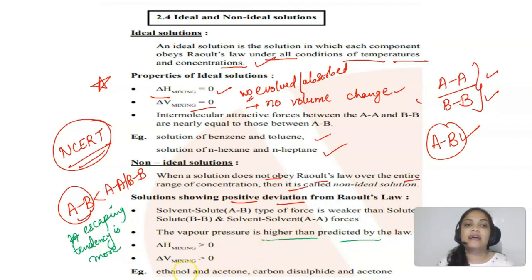So for this, delta H mixing would be greater than 0 and delta V mixing will also be greater than 0. Again, you must know about these interactions, because that can be asked in the exam, and the examples also. The question could be asked like this: which of the following solutions exhibit positive deviation from Raoult's law or negative deviation from Raoult's law? So you must be able to answer that. Like ethanol and acetone, carbon disulfide and acetone. They have a positive deviation from Raoult's law.